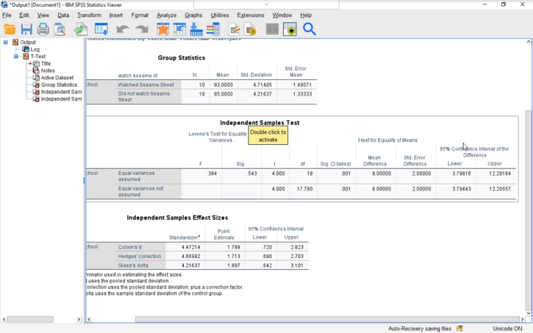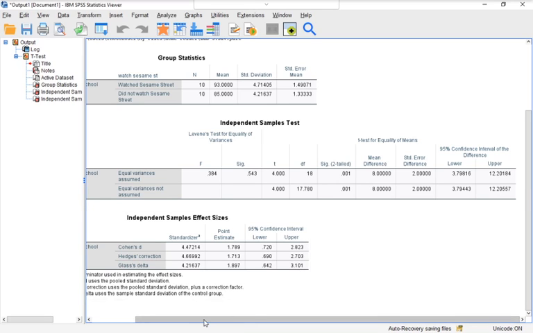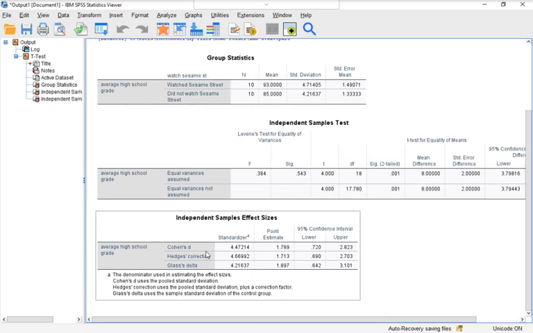And then again, here's our confidence intervals. So this is the confidence interval of the difference. So it's looking at what the lower and upper of our mean difference could be. And then we also learned, these are measures of effect size. So Cohen's d, we learned about Cohen's d. And then it also gives us the estimate as well as the confidence interval for a Cohen's d.